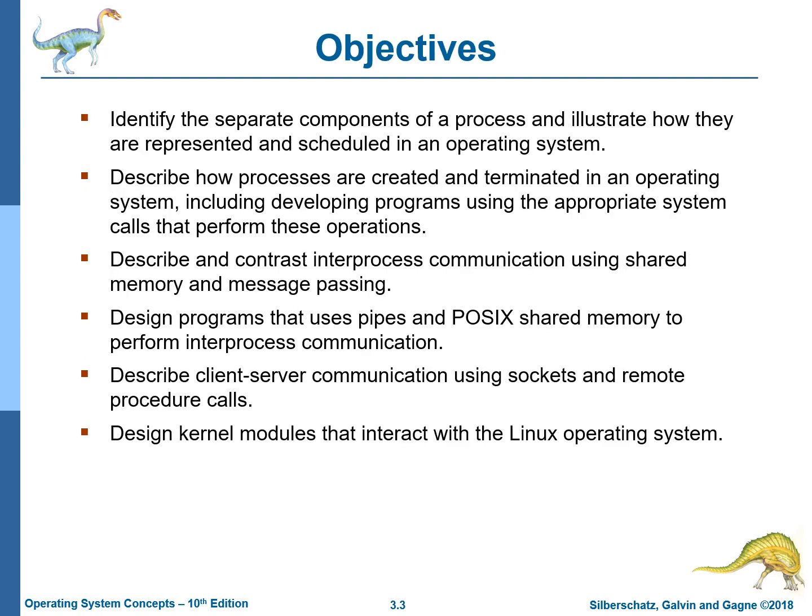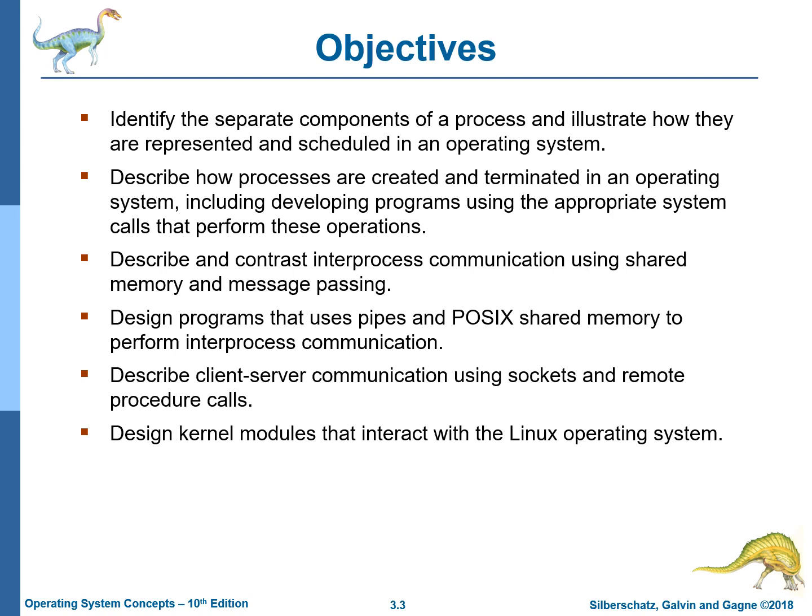So here are the objectives that we're trying to achieve by the end of the chapter. First, to identify the separate components of a process and illustrate how they are represented and scheduled in an operating system. Second, to describe how processes are created and terminated in an operating system, including developing programs using the appropriate system calls that perform these operations.